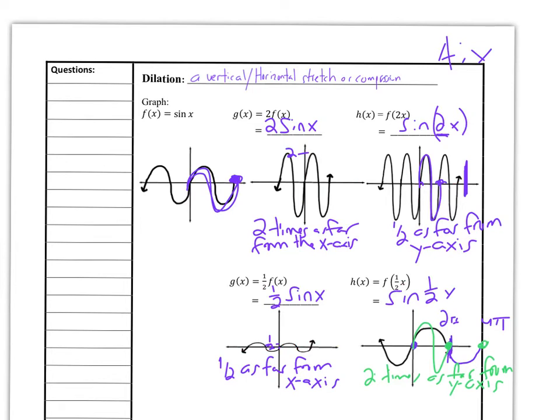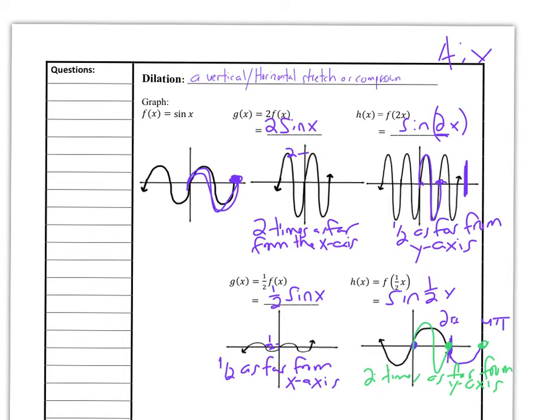So to summarize what's going on here, when you are outside parentheses, just like it's always been, it behaves as you would expect. The VOY: vertical is outside parentheses. See how this is outside? It's outside of the whole sine curve. The 2 is, and it's affecting the y's. That's the VOY in VOY: vertical, outside, and affects the y's.